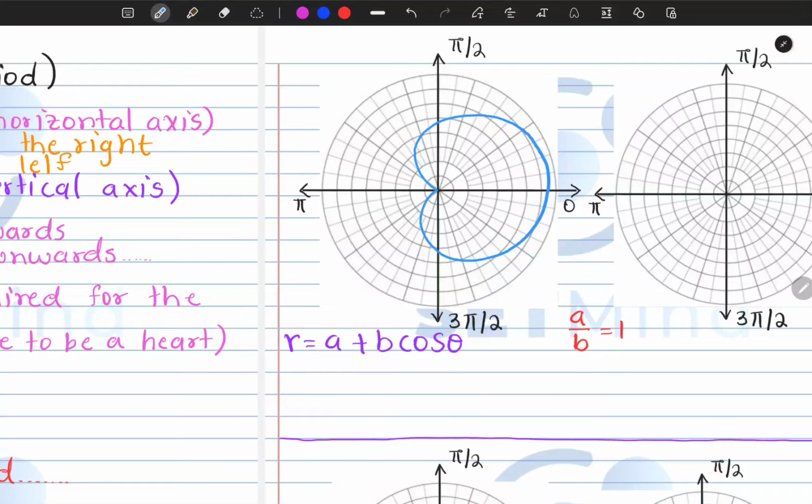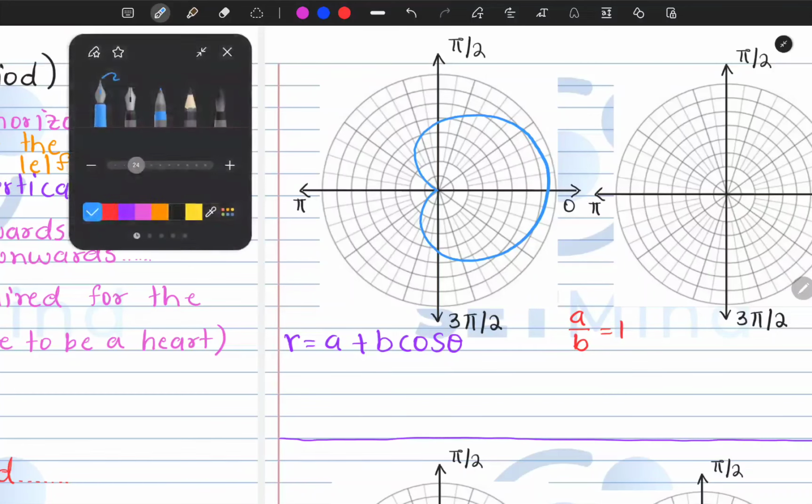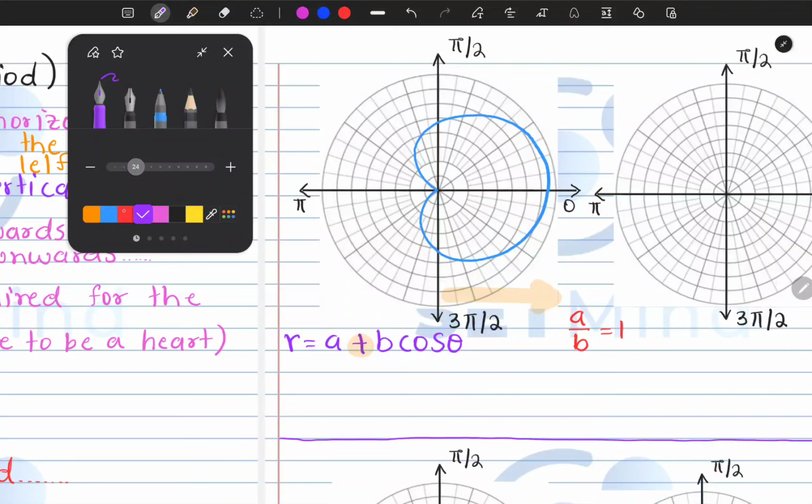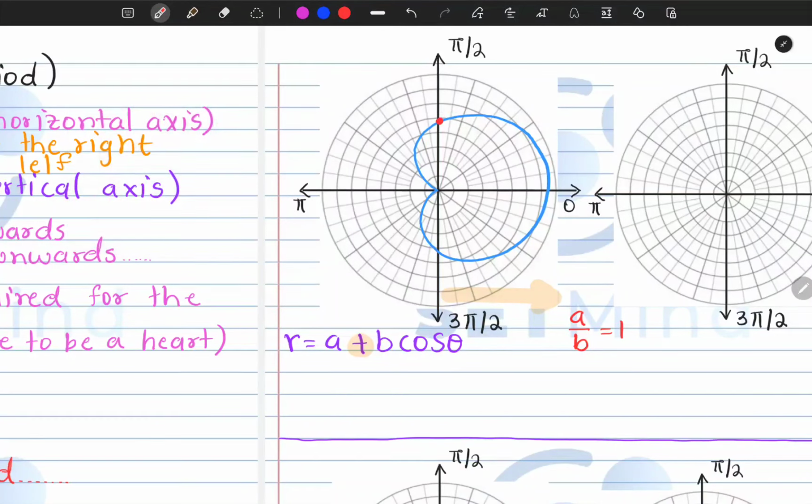Now what we need to ask ourselves is, how do we then find the points which we have here? If you think carefully, this is the cardioid which we get whenever we have a plus. When we have a plus, it leans to the right-hand side, because of the plus before the B which multiplies the cos. So the points of interest are the points there, and also the point which we have there.